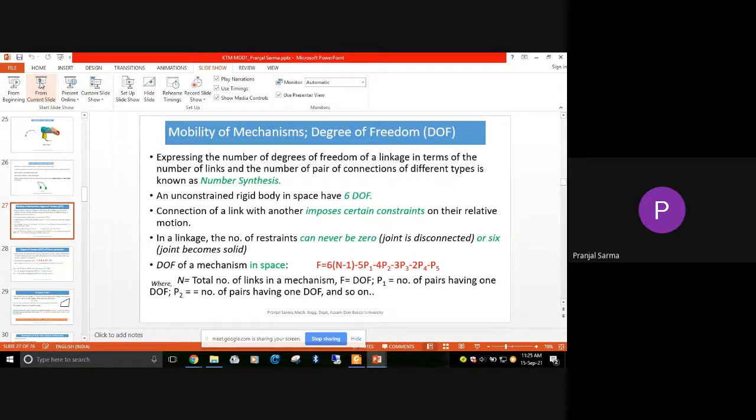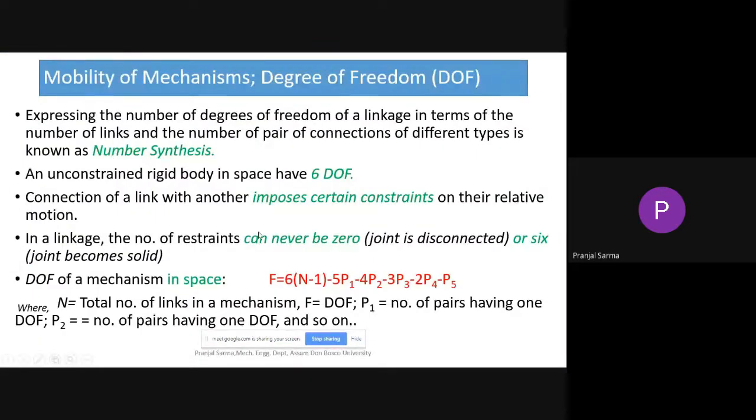In that case, we know that a linkage or mechanism is basically formed by the joining of different kinematic pairs, and they will have certain constant relative motion between them. We are going to utilize that for doing certain tasks. Up to this part, all of you agree with me? I hope yes.